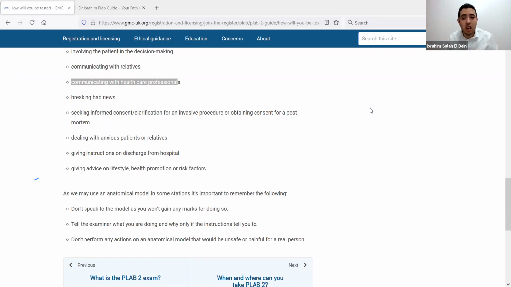Because in the future, she may come and file a complaint against you. She may come and say, actually, this doctor didn't tell me about this side effect. I'm not happy. I'm not satisfied. So you need to clarify everything to the patient in order to gain consent.